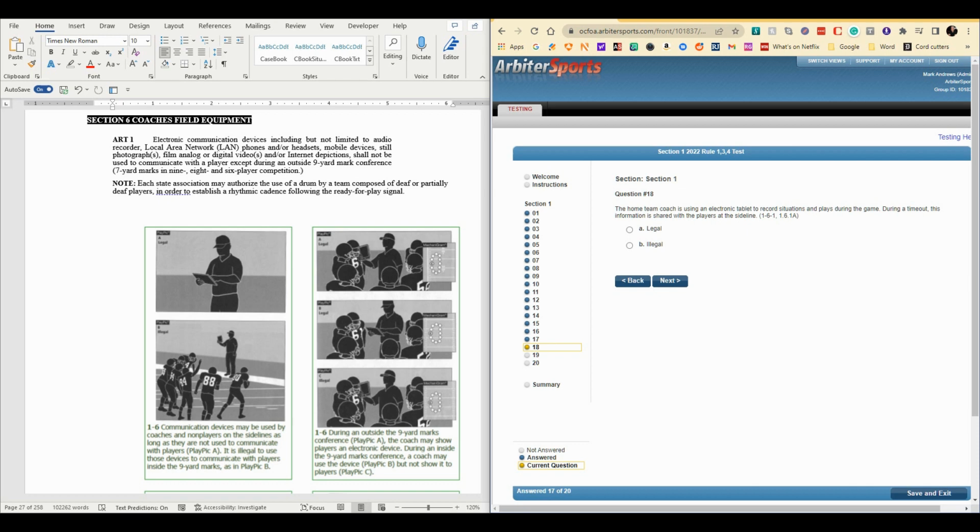So you're probably saying, well, why the hell would you have an outside the 9-yard mark conference? That's a good question. Remind the coaches of this. If they want to have this kind of conference and the kids are standing all around, hey, coach, they got to be below the numbers. They got to be below the numbers.